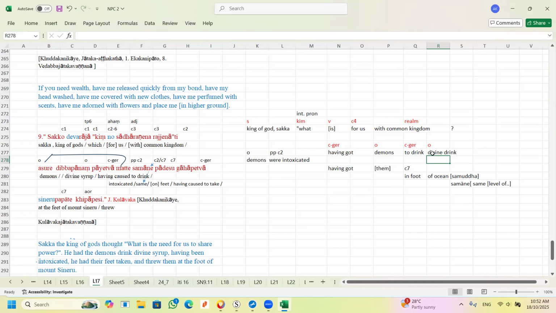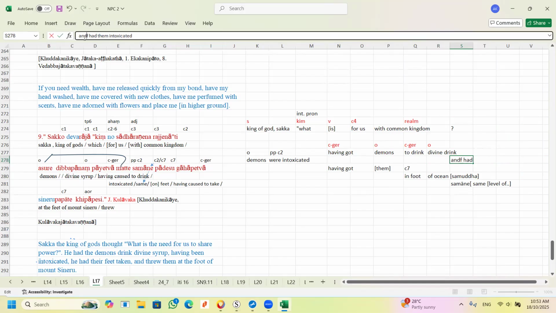So what you do is, having got the demon to drink a divine drink and had them... I put "and had them" in third. So this one is rephrased already. That's why I didn't want to put it in earlier, because I was scared you would get confused.